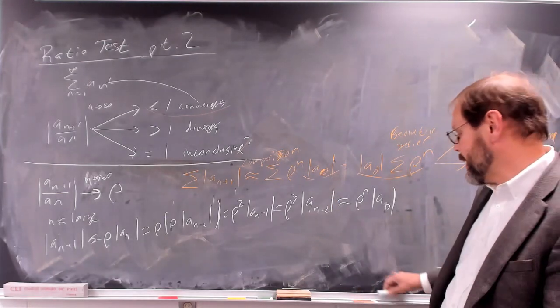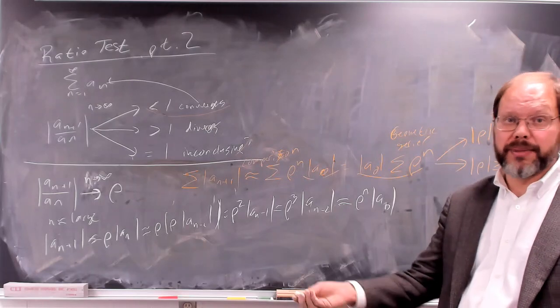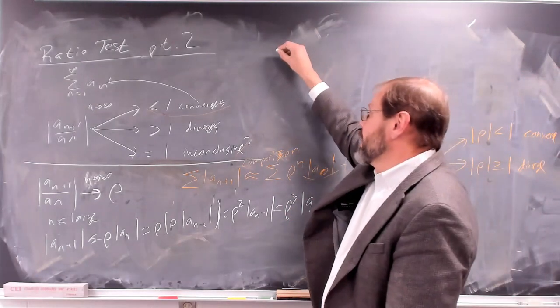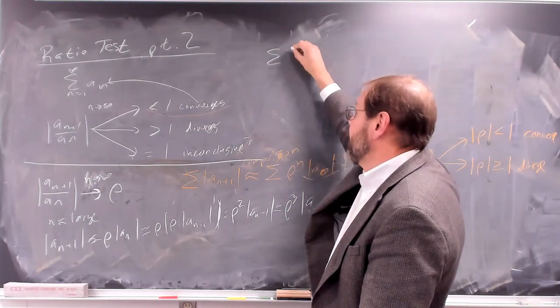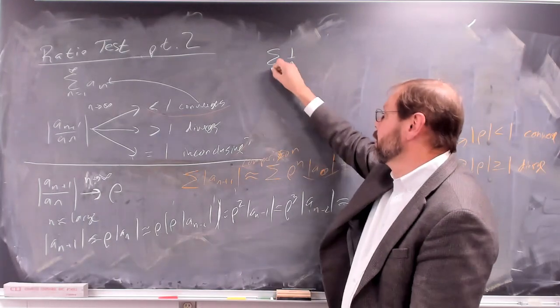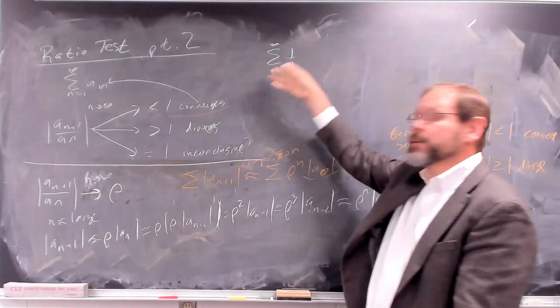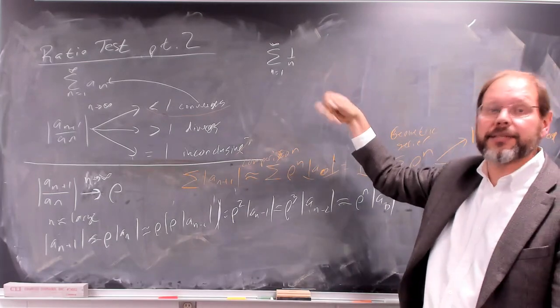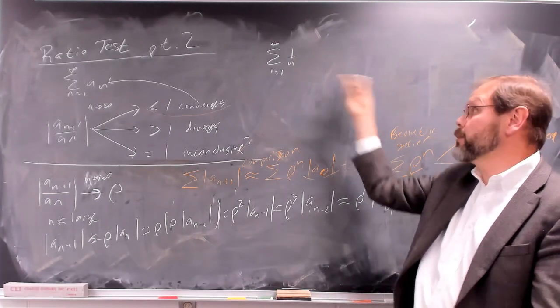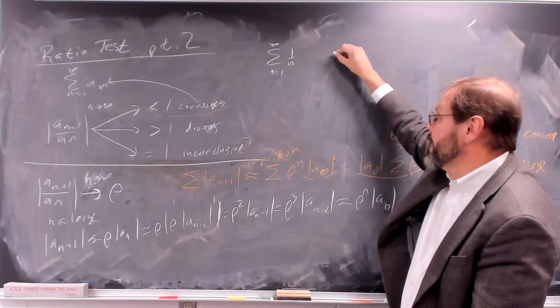And if we need an example, we can always go back to our favorite, let's say, p-series, where we can say, oh, well, what about this guy, right? The sum of 1 over n from n equals 1 to infinity, which we know diverges. That's what's called the harmonic series. It's a p-series where p is equal to 1. That thing will diverge.